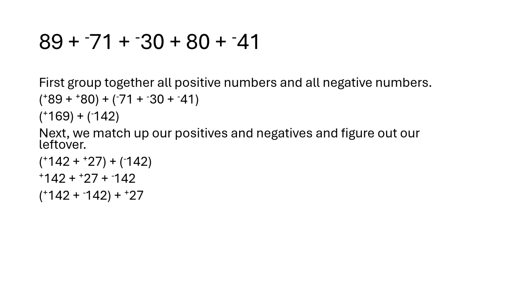So we have 142 positives plus 142 negatives plus positive 27 left over. And then, of course, all that cancels out. Our 142 positives and 142 negatives cancel out to be 0, plus 27 positives left over. And so our answer is plus 27. And so this means that 89 plus negative 71 plus negative 30 plus 80 plus negative 41 is equal to positive 27, or 27.